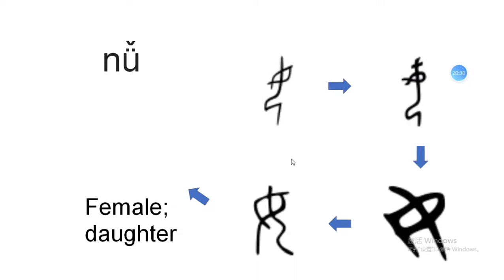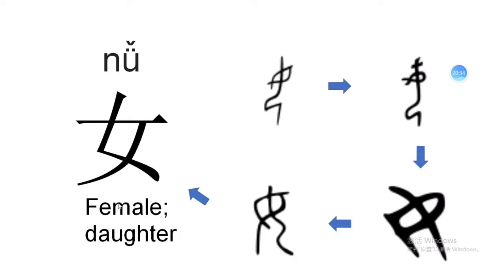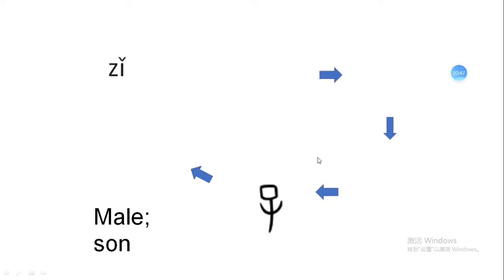Okay, here, actually, it means 女. It means female, daughter. So 女, this is 女. 女 means female and daughter. How about this?